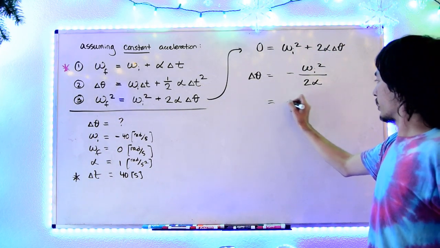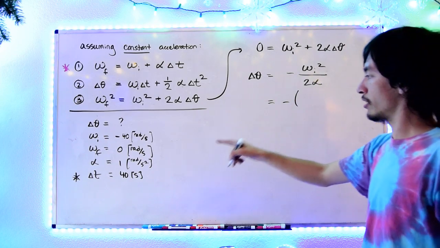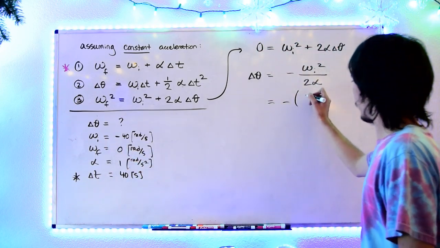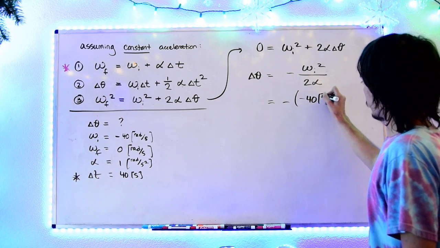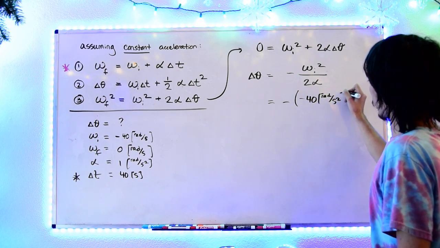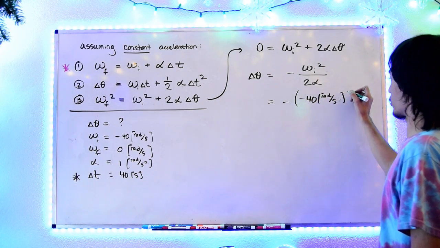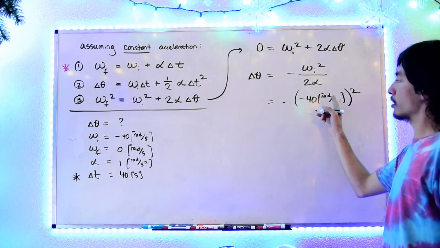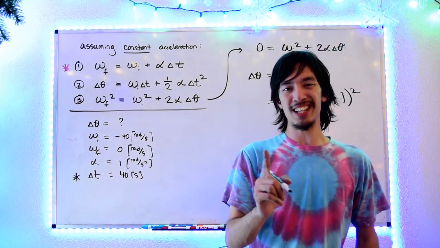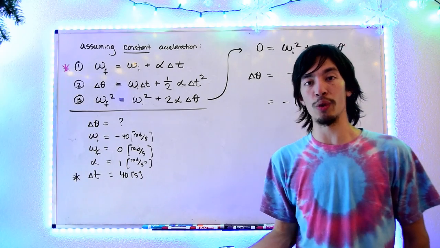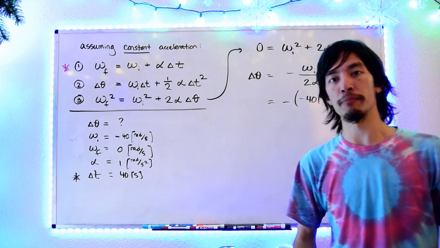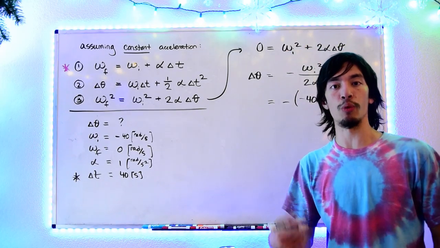In this one, you get minus, so angular speed or velocity initial is negative 40 radians per second. I'm sorry, not per second squared, it's per second. This whole thing is squared. One of the most common mistakes in these problems is to forget to square something. So make sure to double check that you squared everything.